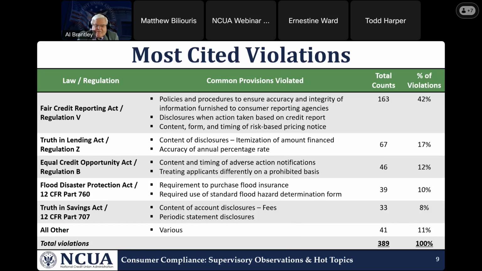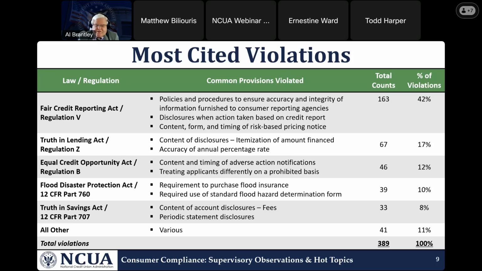The high level of Fair Credit Reporting Act Regulation V violations correlates with the high number observed in our review of examination reports completed in 2022 and in the first 8 months of 2023. While most of the concerns last year related to Fair Credit Reporting Act policies and procedures, the violations reported this year mainly pertain to adverse action notice and risk-based pricing notice.